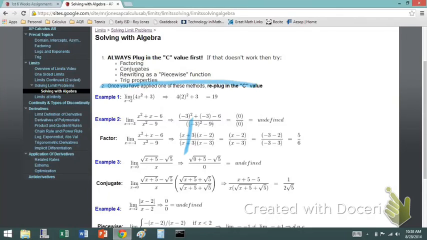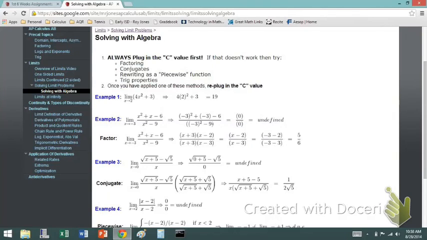Step 2 is always to re-plug in that c value. So re-evaluate what you have left right here. Plug in that -3 in for both those x's. Do your math right here. -3 minus 2 is -5. -3 minus 3 is -6, giving us an answer of 5/6. Our limit is 5/6 in this case.